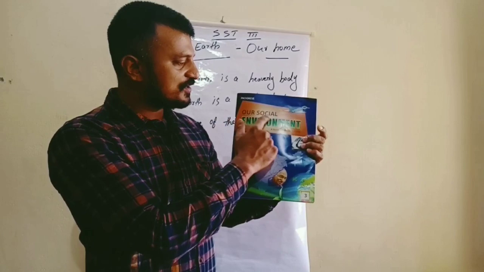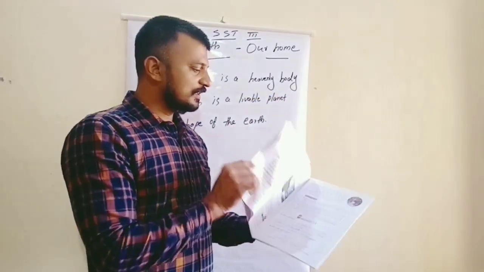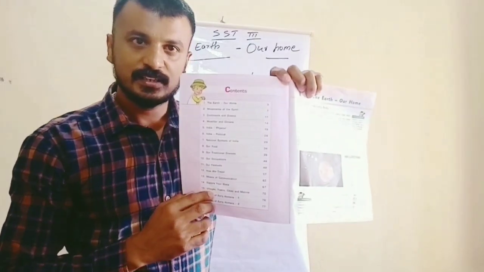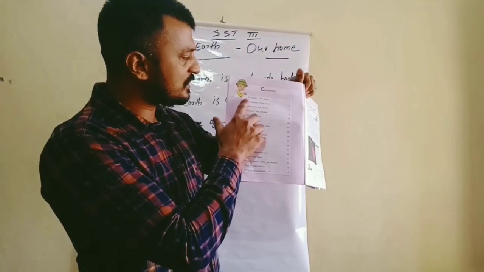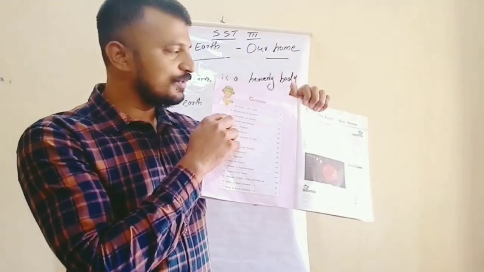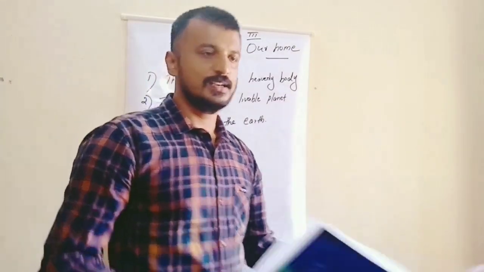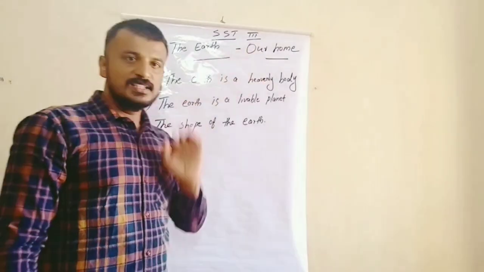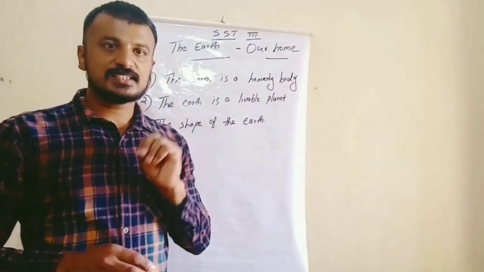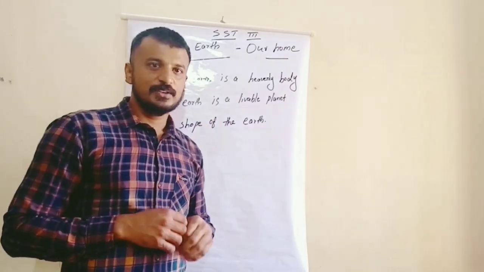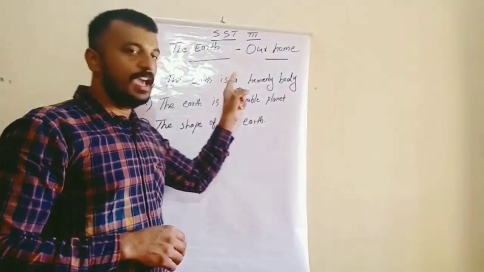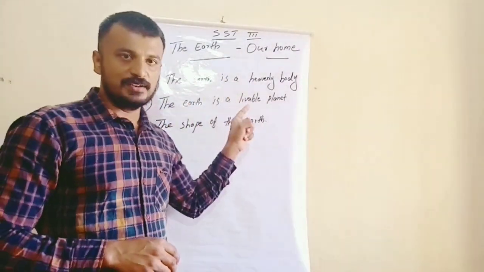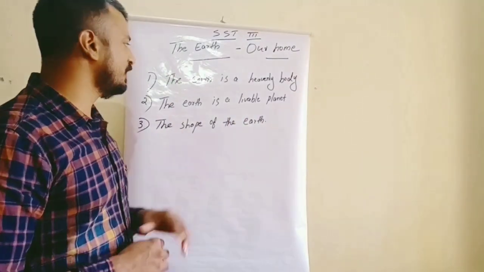The book's name is Our Social Environment, and there are 17 chapters in this book, and the first chapter is The Earth, Our Home, and we will study about the earth in this chapter. See, I have written here The Earth, Our Home. In this lesson we will study three things mainly about the earth. The first thing is the earth is a heavenly body, and the second one is the earth is a livable planet, and the third one, the shape of the earth.